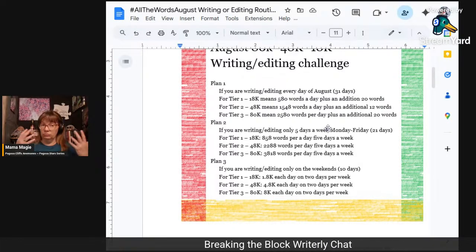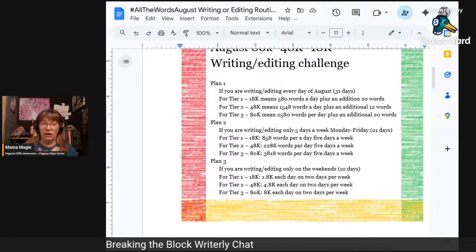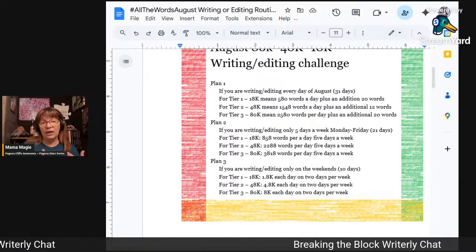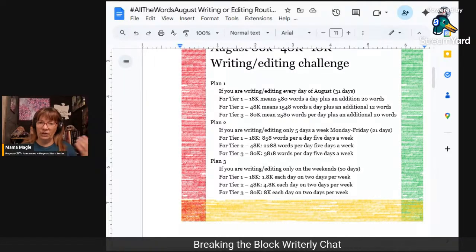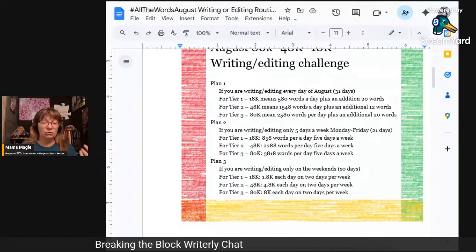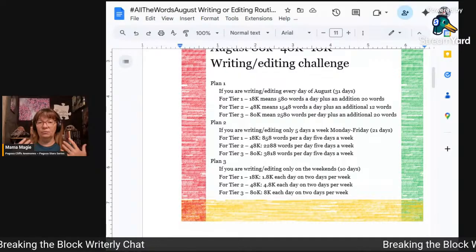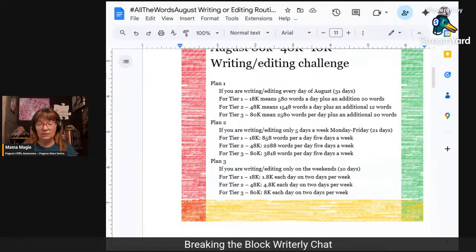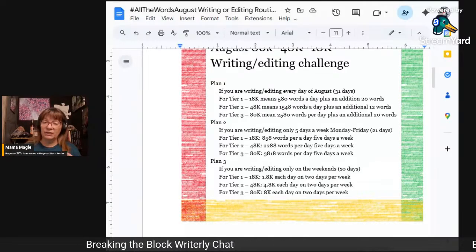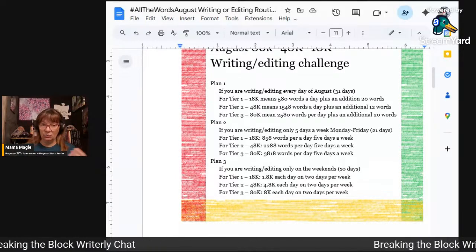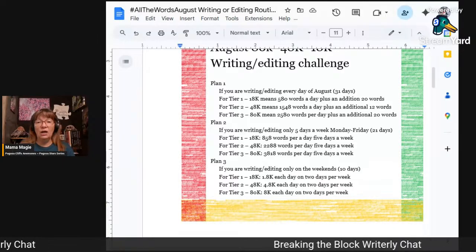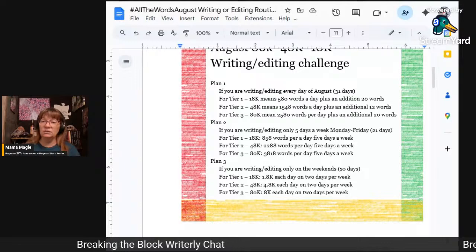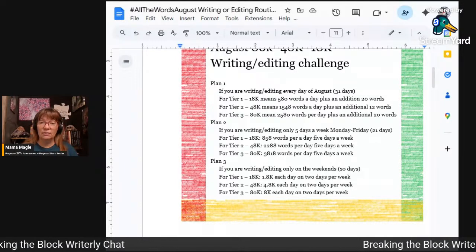If you are doing tier 1, which is 18K, that means writing 580 words per day, plus an additional 20 words for the month to reach the number. Tier 2 is 48K. That is writing 1,548 words a day for 31 days, plus the additional 12K. And then tier 3 is the 80K. That's the big one. It is 2,580 words a day for 31 days, plus 20 additional words.